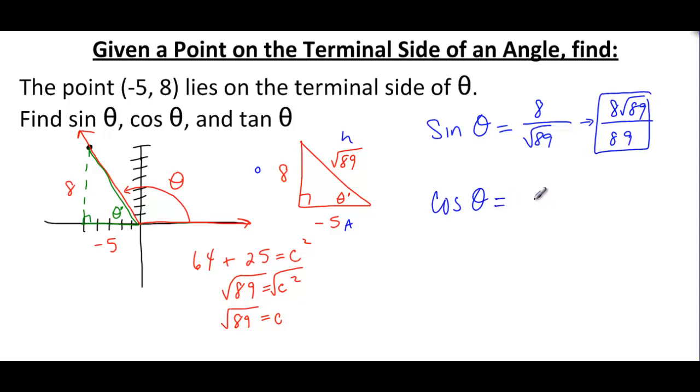If I want to find the cosine, that's adjacent over the hypotenuse. And again, I'm going to do the same thing. I'm going to rationalize my denominator because we don't like to leave answers that way, and we learned that first semester. So that's going to give me negative 5 times the square root of 89 over 89. Again, those don't reduce, so this would be my final answer for cosine.